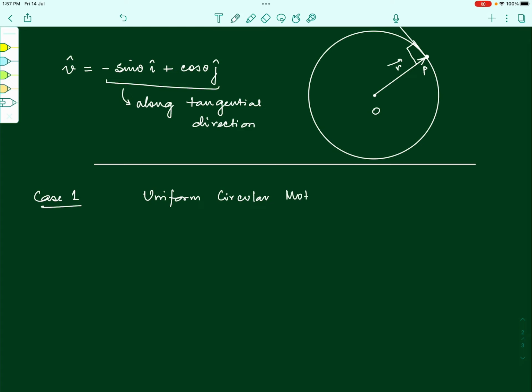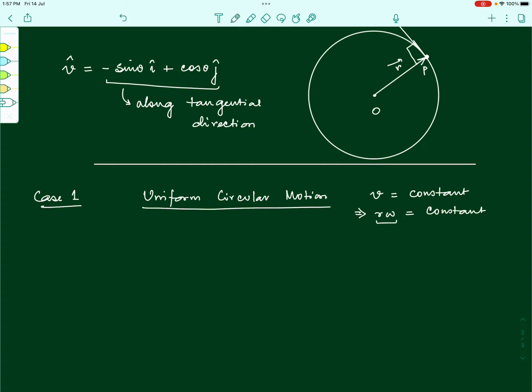As the name suggests, uniform circular motion means the particle moves on the circular path uniformly. What does that mean? That means it moves with a constant speed. V is a constant. The speed of the particle does not change, so it covers equal angles in equal intervals of time. Now, we know that v is also equal to r omega, isn't it? So that means r omega is also a constant.